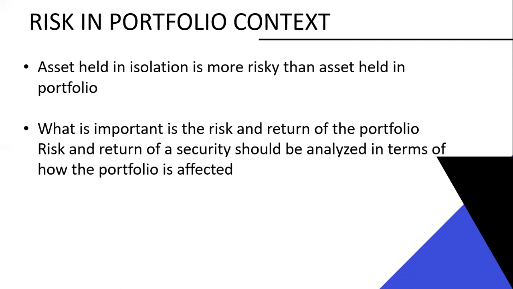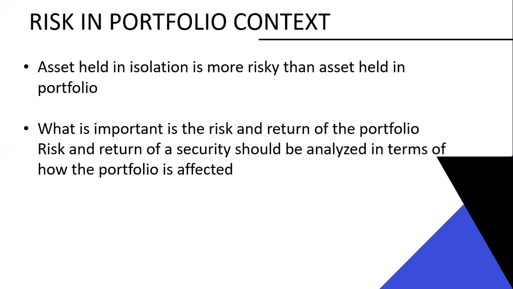First thing to mention is if you are holding an asset in isolation, it is more risky than if you're holding an asset in a portfolio. Just a couple of slides ago, I gave an example of a family that only has one asset, maybe they only own a house, and that's very risky because anything can go wrong in the housing market and they could be in a bad situation. But if they own several assets, then it's less risky.